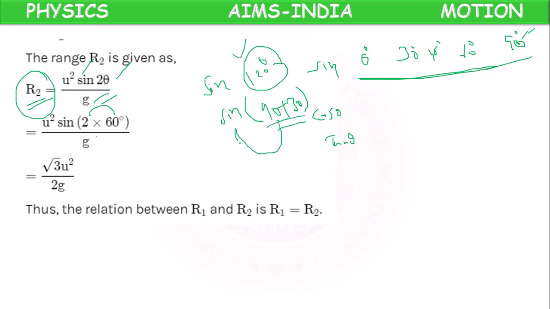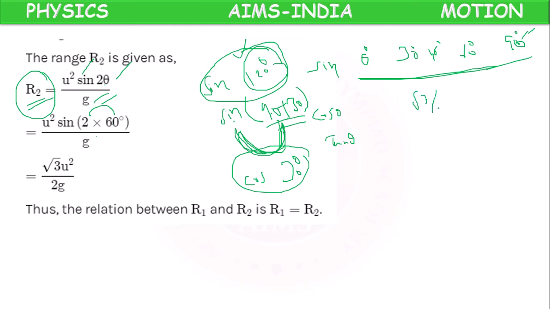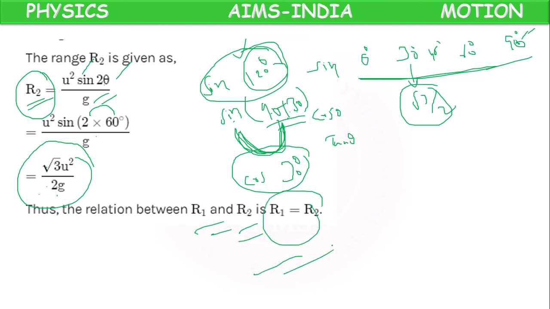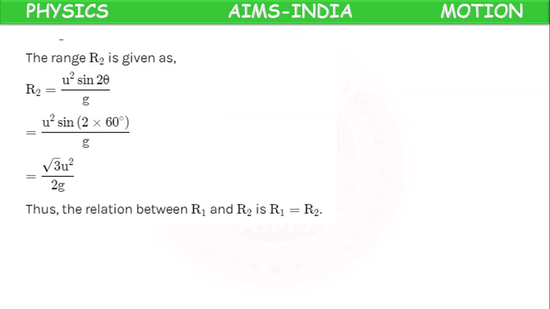So, for one right angle, sine 90 plus 30 will become cos, and what is remaining? 30 degrees. So, sine 120 degrees is equal to cos 30 degrees. Cos 30 degrees value also root 3 by 2. So, this time also its value will become root 3 by 2 u square by g. Both values we have got equal. So, R1 equal to R2. That is one relation. Then what about H1 and H2?